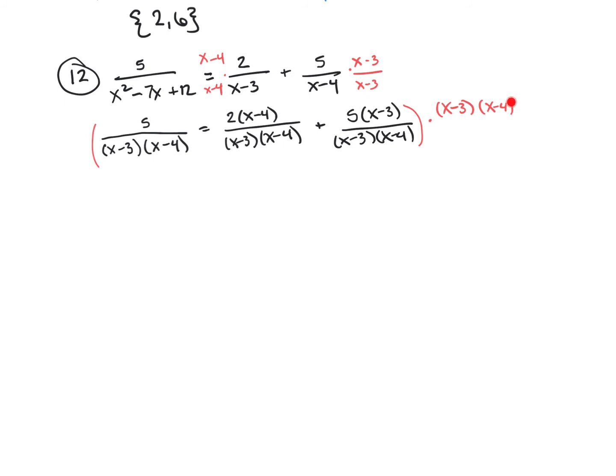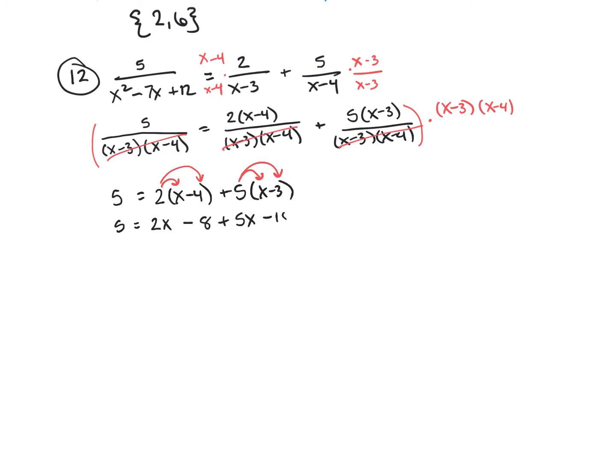But from here, I can see if I'm multiplying here and dividing here, this will cancel. If I'm multiplying here and dividing here, this will cancel. And again, if I'm multiplying here and dividing here, this will cancel. So we've already gotten rid of all of our fractions. And we're just going to be left with 5 is equal to 2 times x minus 4 plus 5 times x minus 3. So next I want to distribute the 2 inside this parentheses and the 5 inside this one. So we end up with 5 is equal to 2x minus 8 plus 5x minus 15.